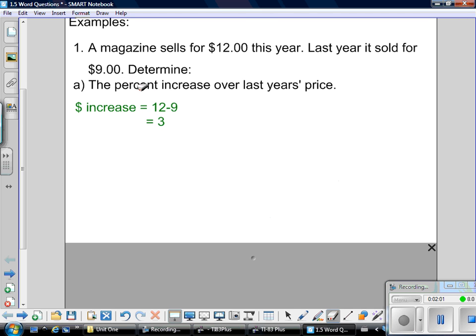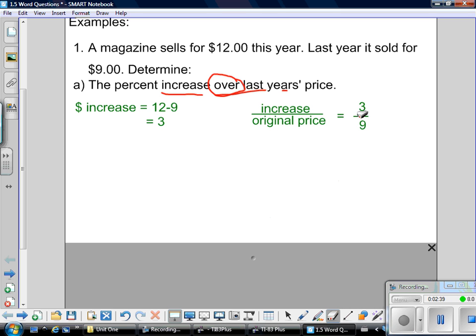Now they're asking for the percent of increase over last year's price. If you translate that English, increase over last year's price, so over, you're setting it up like a fraction in a sense. So you literally are putting the increase on the top over last year's price, which was the original price. The increase was $3 because we calculated it, and the original price was $9.